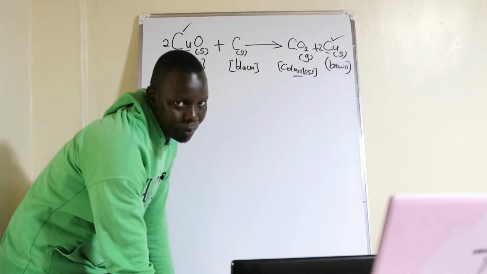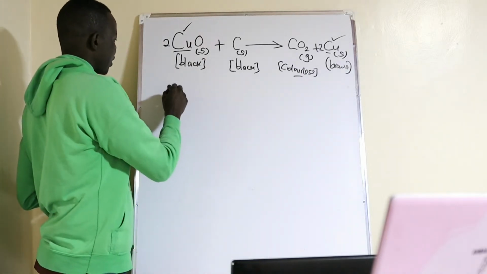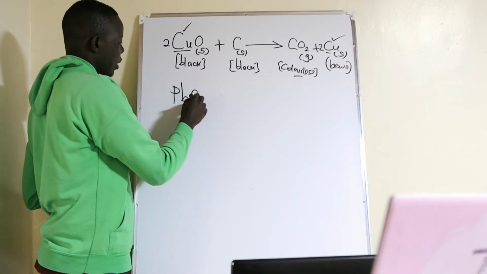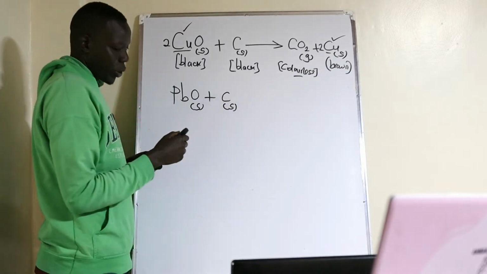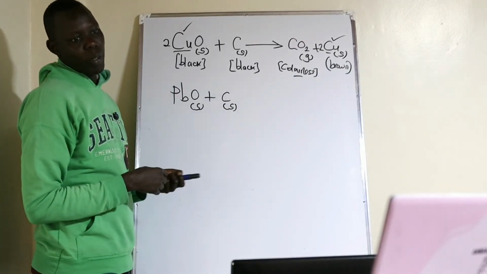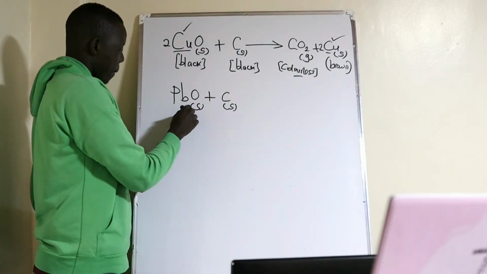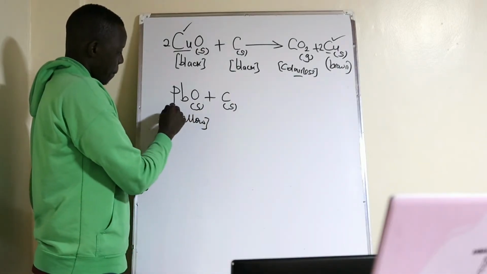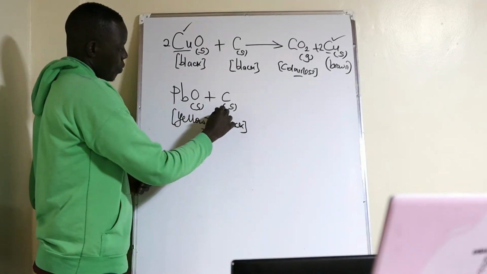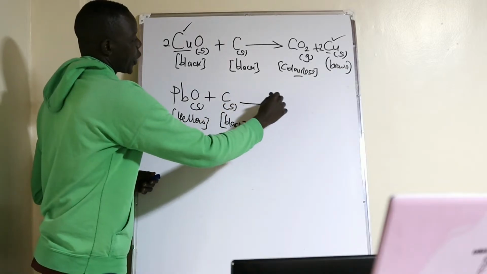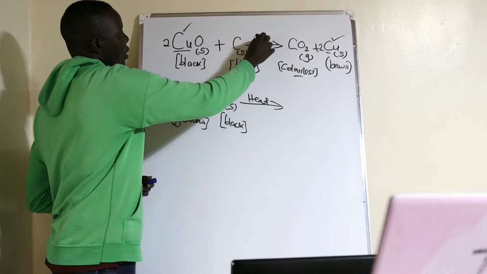Lead oxide plus carbon. Lead oxide solid plus carbon, which is a solid. And the question is, of course, we know carbon is black. This one is yellow. This is black. The condition here is there should be heat. The same as here. Heat must be accompanied.